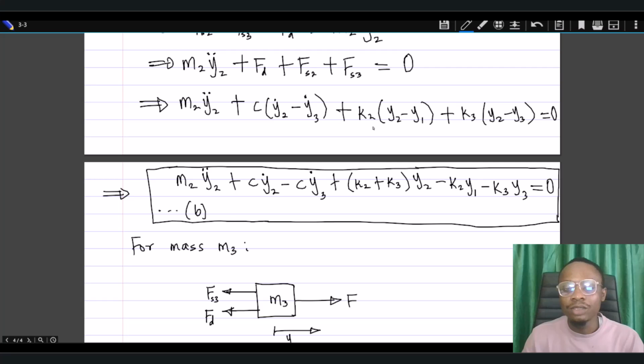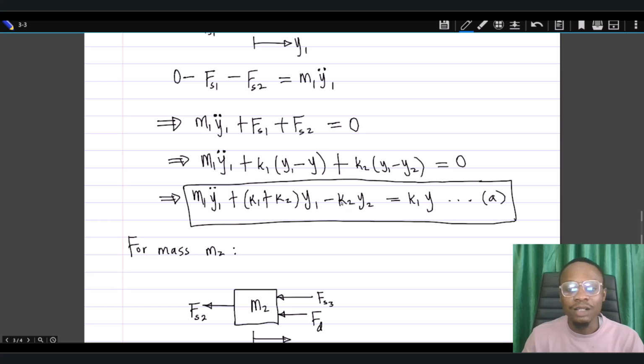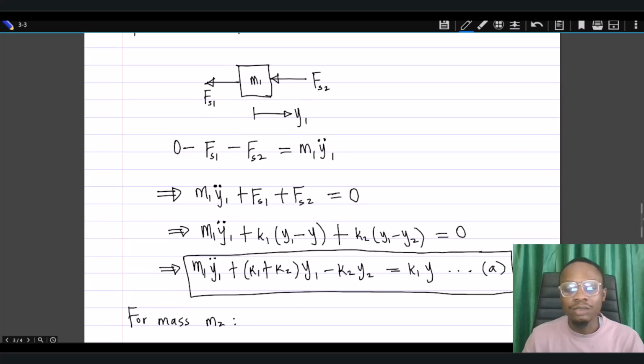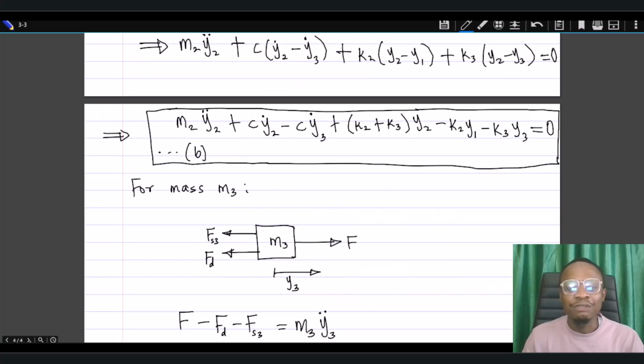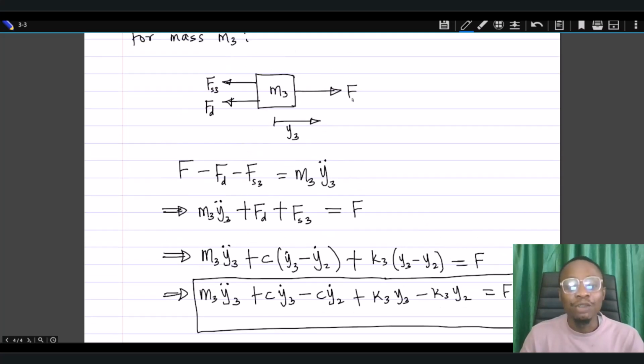K2 plus k3 multiplying y2, k2 y2, k3 y2, then minus k2 y1, minus k3 y3. I hope we didn't make any such mistake here. This is minus k2 y2, because that is the only thing present there, so minus k1 y1. Good. We've moved this to the other side. So I guess that is all for this lesson. Let us check this so that we didn't make anything like that. This is k3 y3 minus k3 y2. Yeah, we're good.